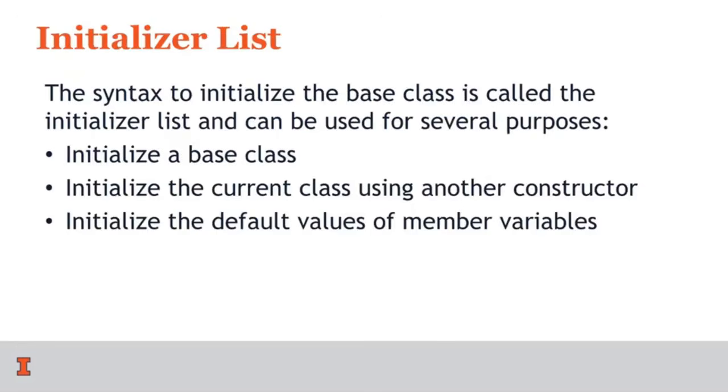That initializer list syntax that we introduced earlier to call a custom default constructor for a base class is used quite a bit in C++, and we can do a lot of awesome things with it. So in addition to initializing the base class, we can use the initializer list to initialize the current class via another constructor. So if we want to delegate all of the work to a different constructor, we can do that. And we can initialize default values and member variables. So the initializer list allows us to initialize not just which base class is called, but which secondary constructor is called for us, as well as default values for variables.